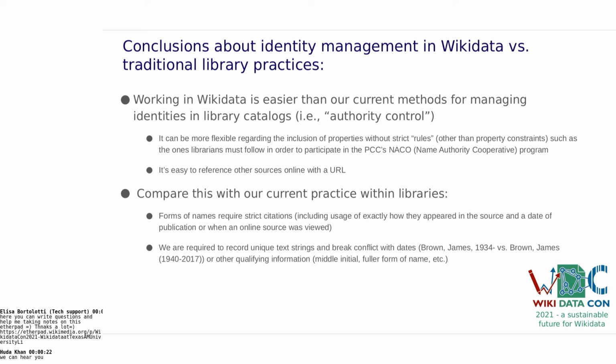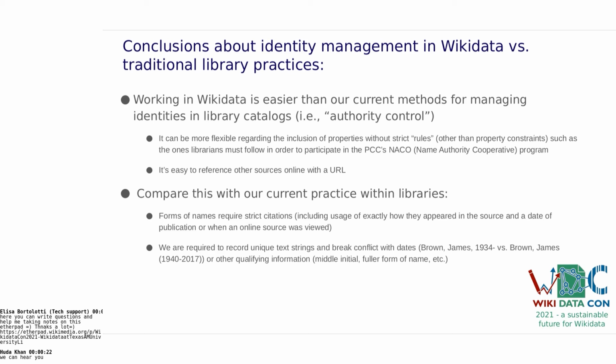As for comparing working in Wikidata with our traditional authority control processes, we found working in Wikidata is a lot easier. No surprise, since it's a lot more flexible, and other than property constraints, we don't have to adhere so strictly to the rules that we do under our traditional authority control work. For instance, for authority control, we have to have strict citations, including usage of exactly how a name appeared. In Wikidata, all we have to do is provide the URL to reference where we got a name from.